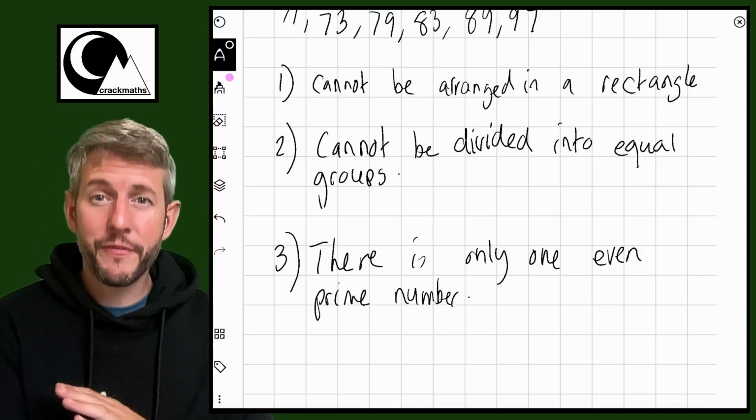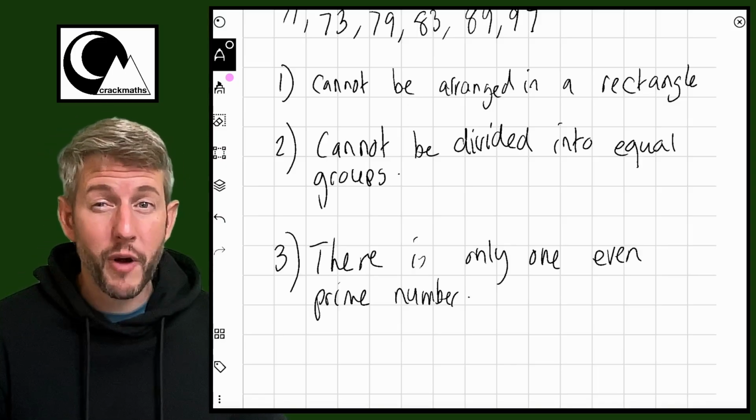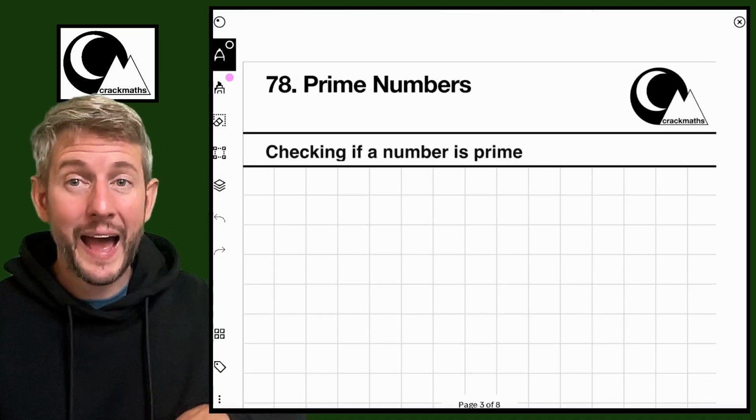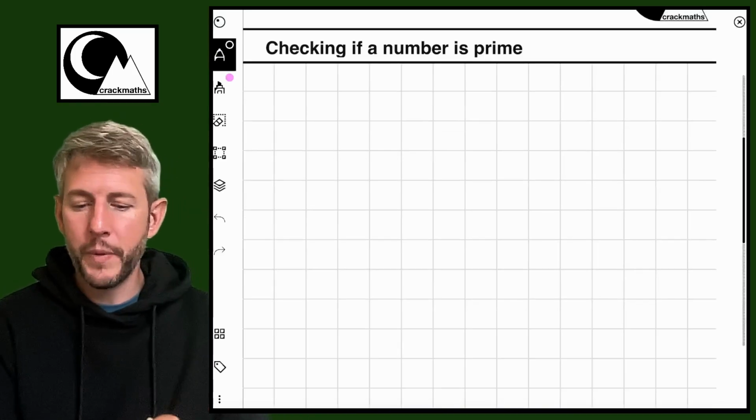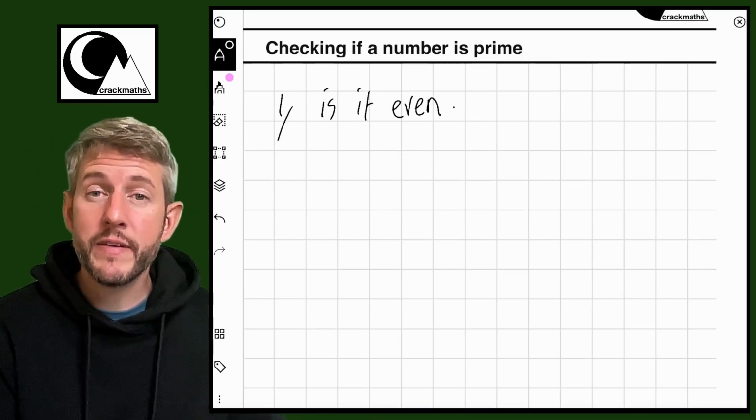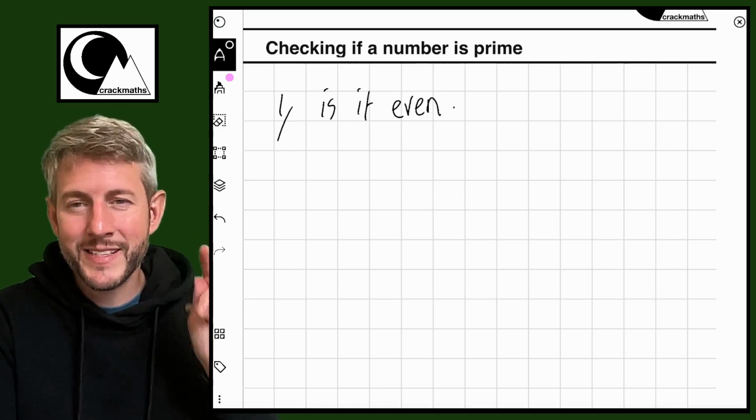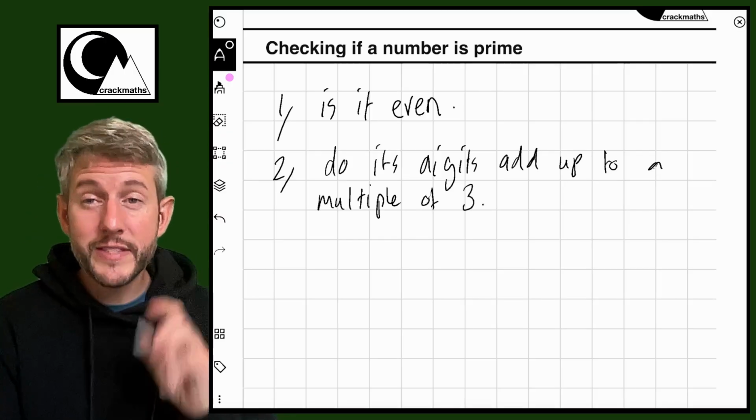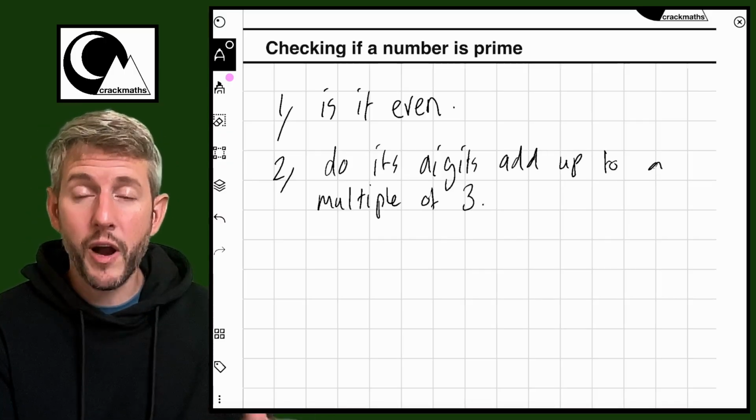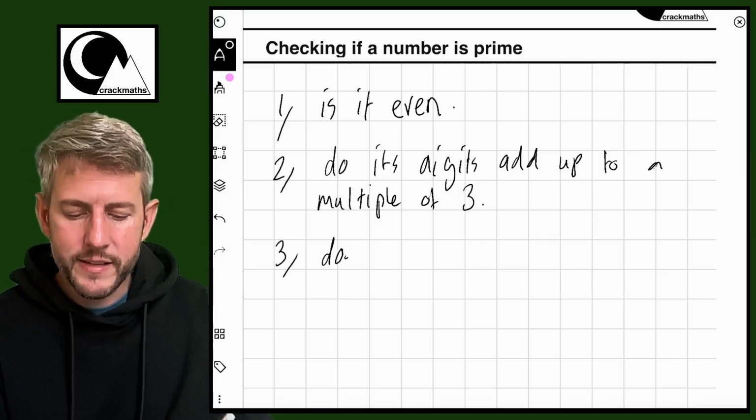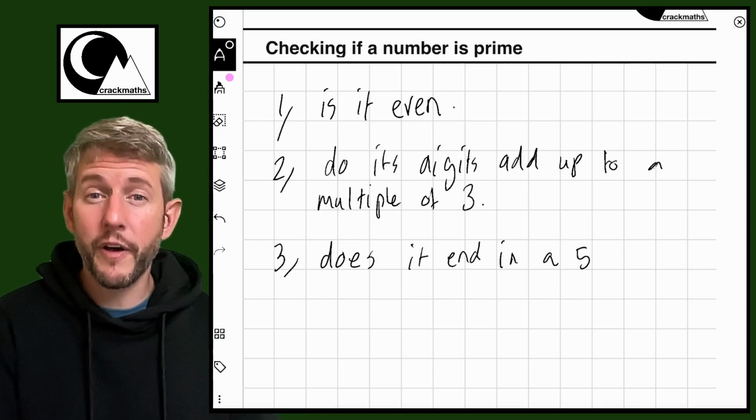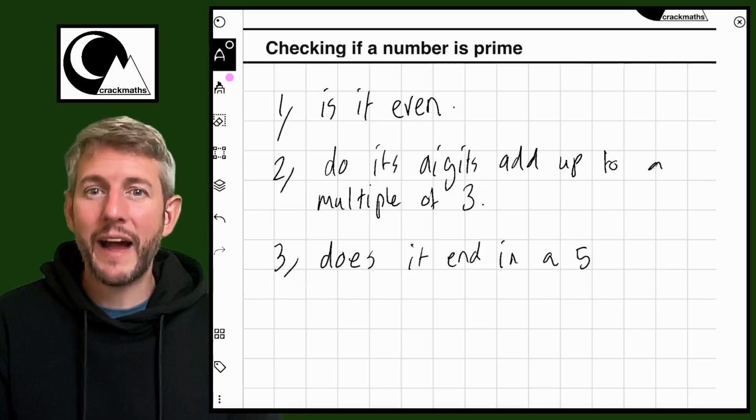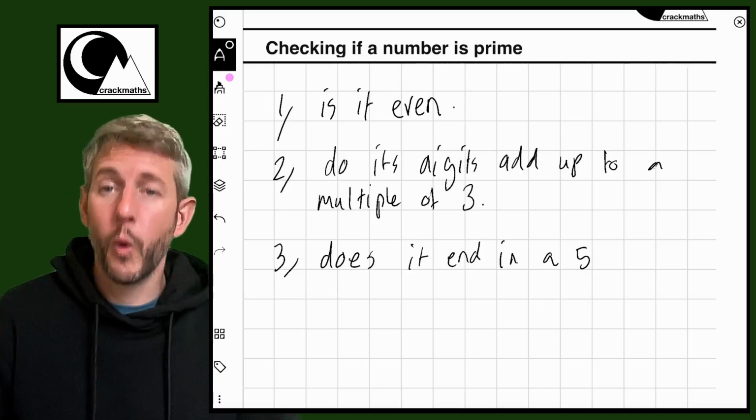So right, the next type of thing we might be asked to do, along with knowing what the prime numbers are, is testing if a number is prime. So let's have a look at how that works. How do we check if a number is prime? 1, is it even? If it's even, numbers are not prime unless it is 2. Number 2, do its digits add up to a multiple of 3? Okay, if its digits add up to a multiple of 3, then it is not prime because it is divisible by 3. 3, does it end in a 5? If it ends in a 5, it is not a prime number. These are a few divisibility checks that we can carry out to find out if the number is prime or if it's not prime.